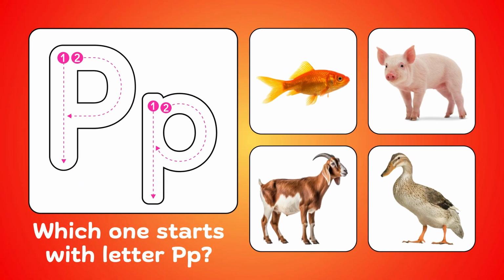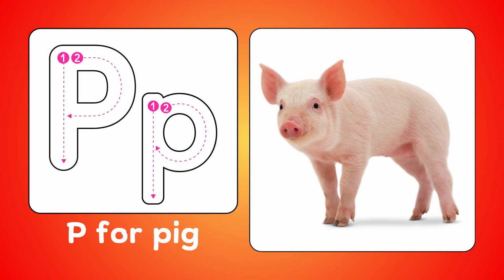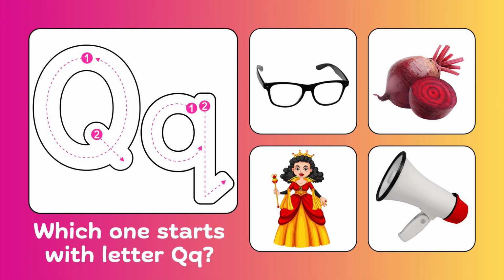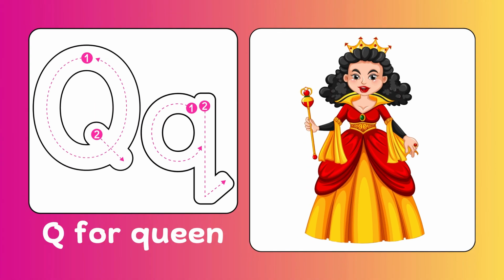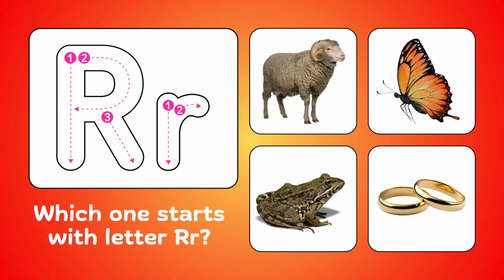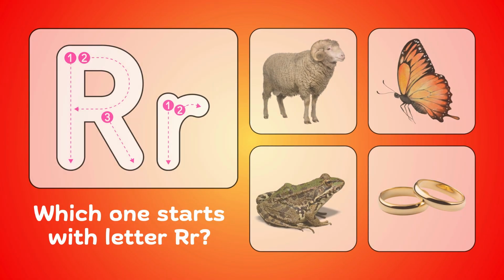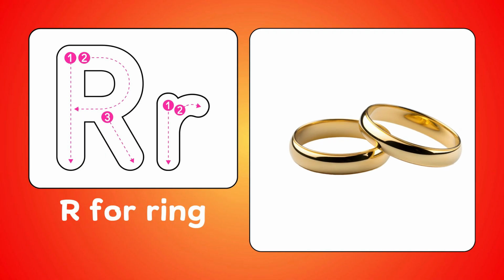Which one starts with the letter P? P for pig. Which one starts with the letter Q? Q for queen. Which one starts with the letter R? R for ring.